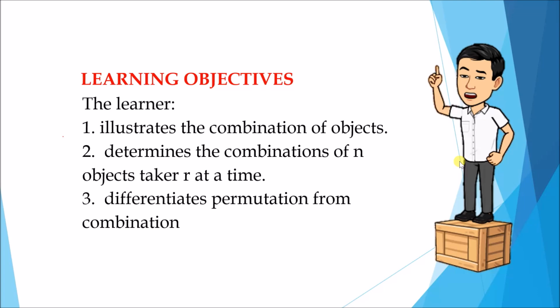Our learning objectives are: we are going to illustrate the combination of objects. We are going to determine the combinations of n objects taken R at a time. And basically, we are going to differentiate also the permutation from combination. Ano nga ba yung pagkakaiba ng dalawa?